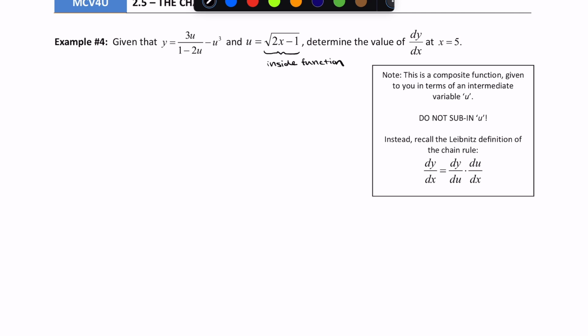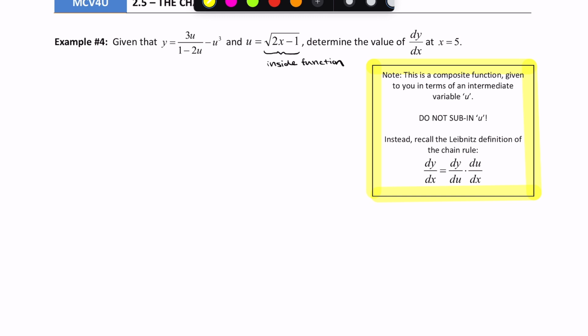Determine the value of dy over dx at x is equal to 5. Okay, so here, just a quick note before we start this question. Note, this is a composite function given in terms of an intermediate variable u. Before, we might have thought about subbing u into the equation, but we don't want to do this in these types of questions.